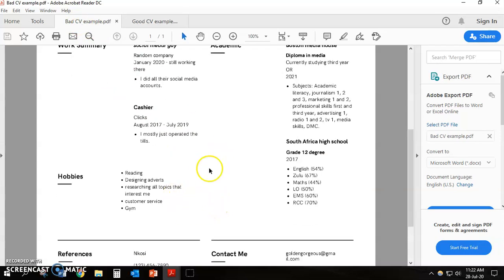Hobbies, reading. Okay, cool. Everyone reads. Designing adverts. Really? Do you really design adverts in your spare time, or are you just trying to say, I'm such a top media professional that I design adverts just for fun. Researching all topics that interest me. Again, is that really a hobby?